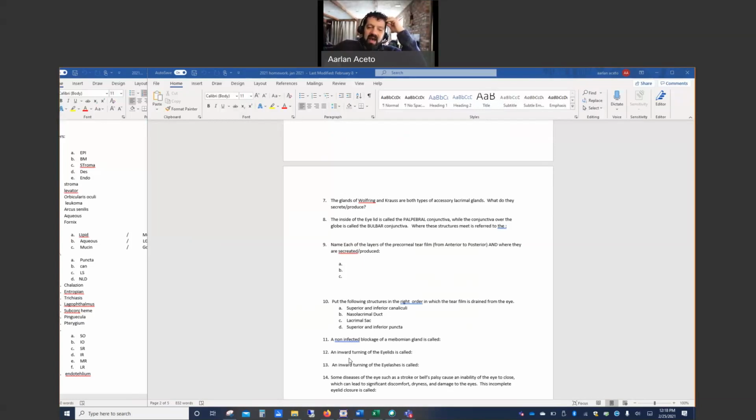13 is an inward turning of the eyelashes, a misdirection. The lids are fine. They're the right way, but the eyelashes are growing the wrong way. They're poking into the eye. And if it's just the eyelashes, that's called trichiasis.